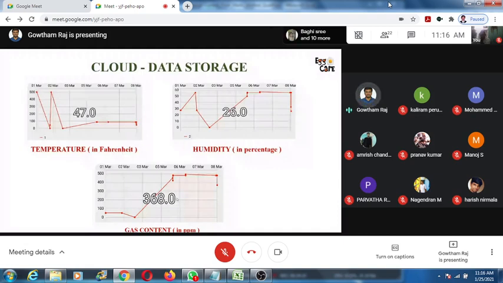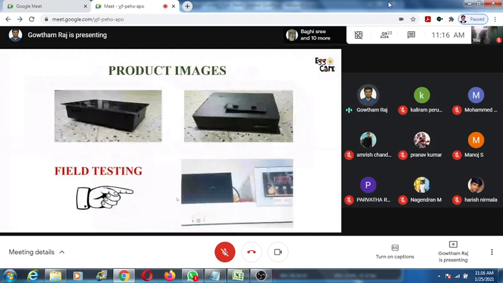So this is a product image. The first two are the product images. And in the second image, we have the two leads. These are the two sensor leads, where we'll connect the temperature and humidity sensor to one and the gas sensor to the other. And we have done the field testing, and this is the image of the attachment of a retrofit on a normal incubator.